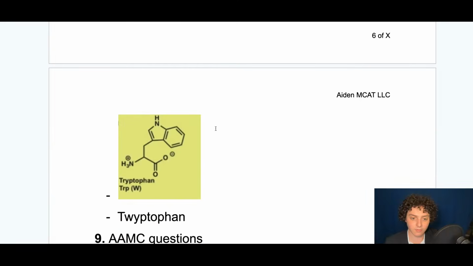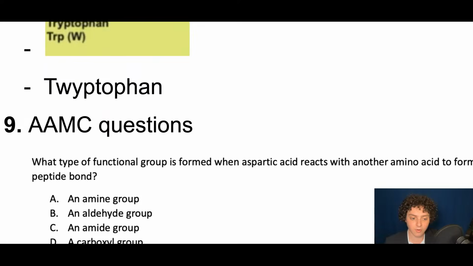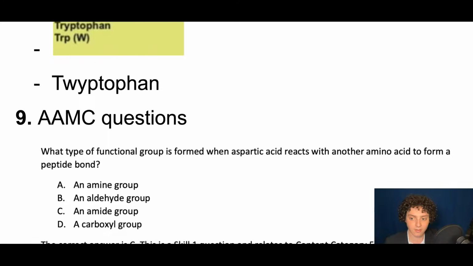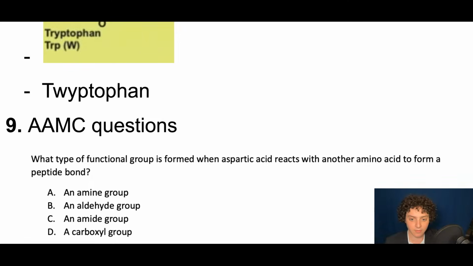And I'm going to zoom in on the question and the answer choices, I just want to make sure about this, so that the viewer of this video can't readily see the answer right now. The question asks, what type of functional group is formed when aspartic acid reacts with another amino acid to form a peptide bond? What type of functional group?